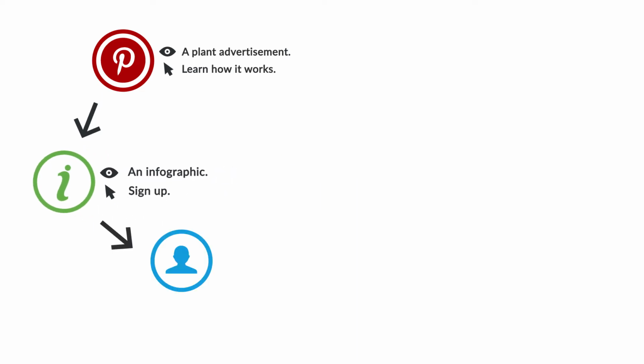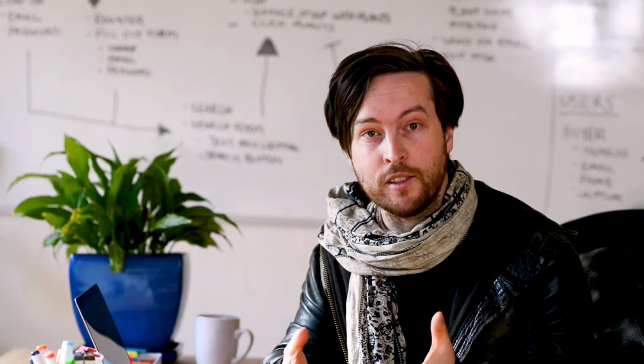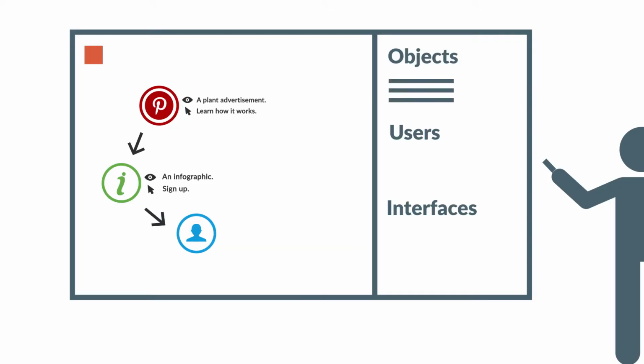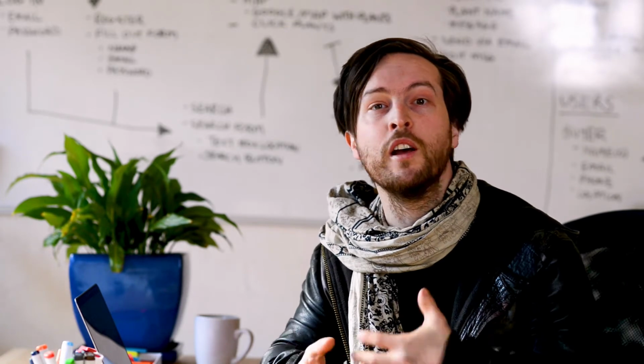Now we get to be a bit specific. Let's write down what information we collect about the user at this point. As we discover stuff about what our app does through the user flow, we're going to note that information down in the form of objects, users, and interfaces. If you've got a great big whiteboard, just put it on the side, or if you don't, write it down in a document.